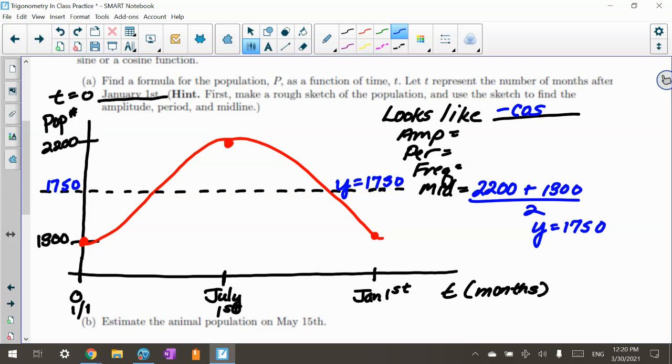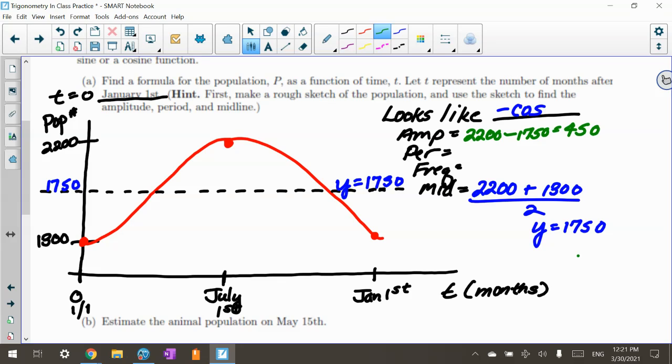So pretty. Now the amplitude is our high minus my midline. So I'm going to do 2,200 minus 1,750. This will give us our amplitude right off the bat, which is going to be 450. Now, you could do high minus your midline or midline minus your low. You're still going to get 450 either way because you're 450 from the average.